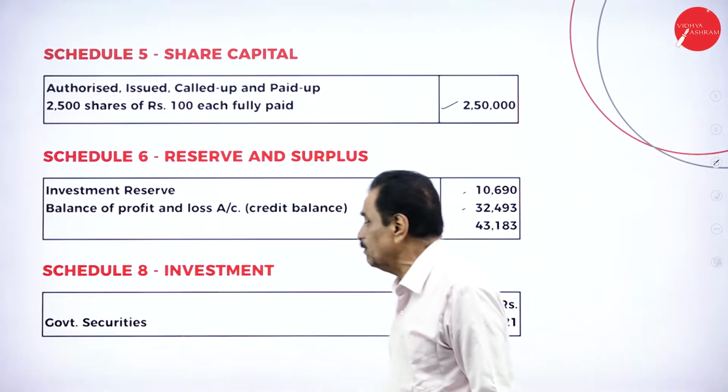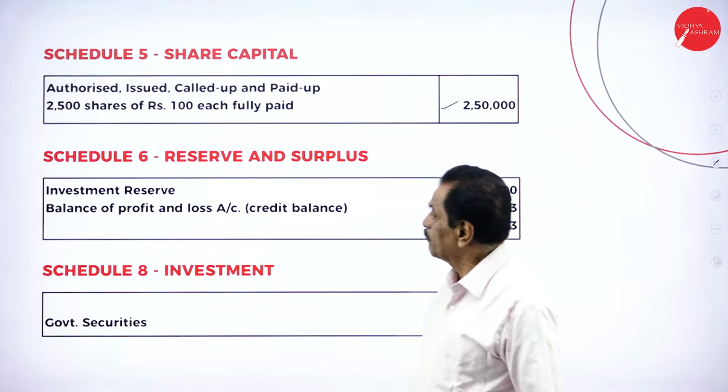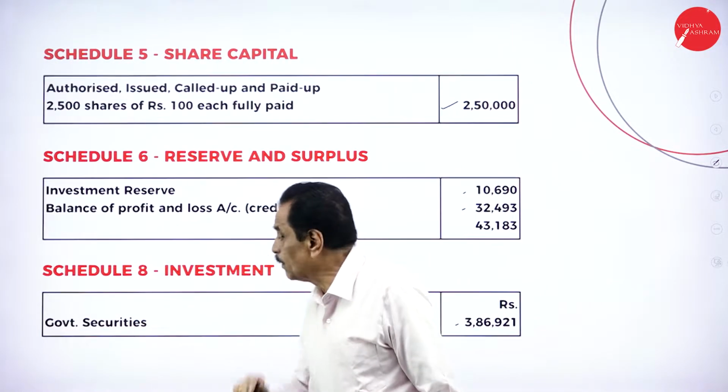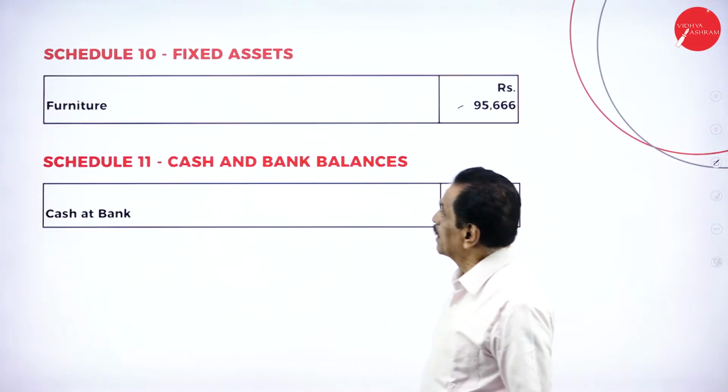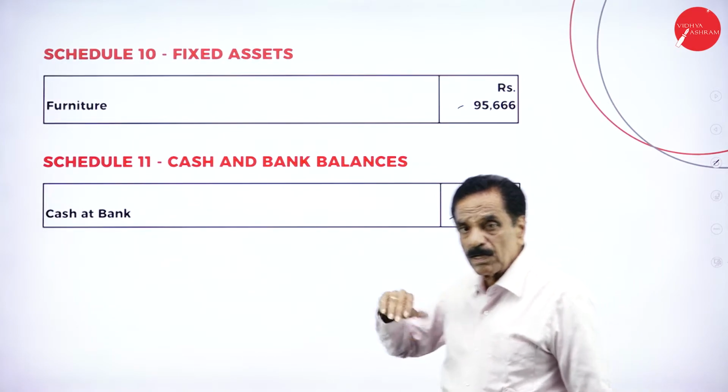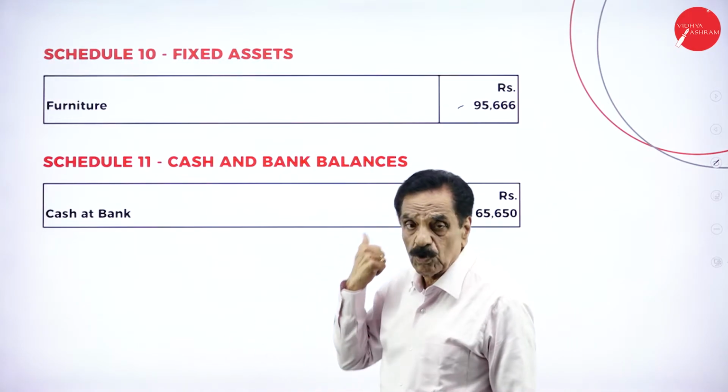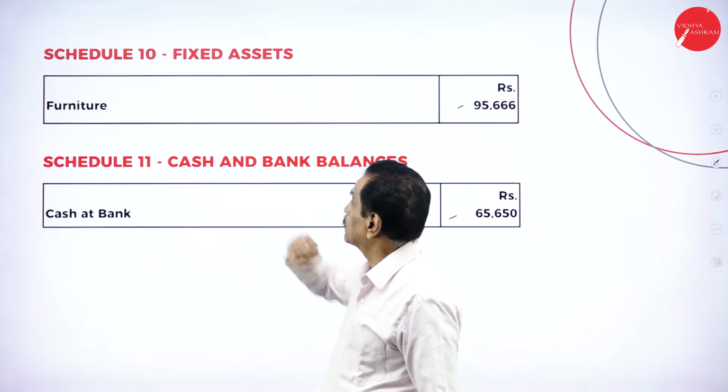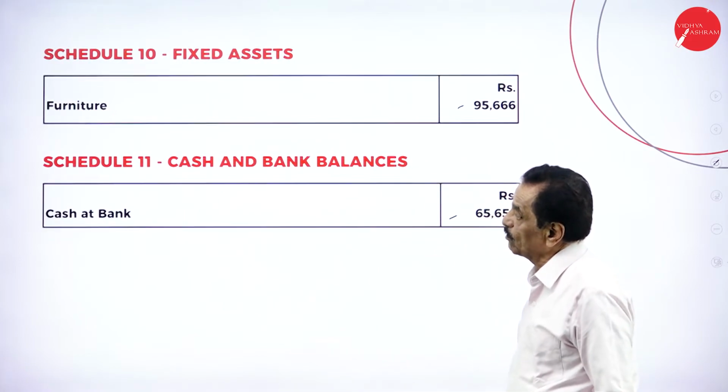Then we'll come back to investment, government security. Format says 6 is there, 7 is borrowing, 8 is investment, 9 is the loan. Loan means secured loan and unsecured loan. There are no items there. Come back to 10, fixed asset. Fixed goes to the furniture.